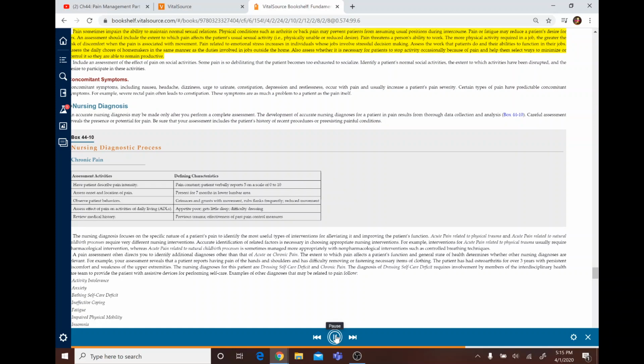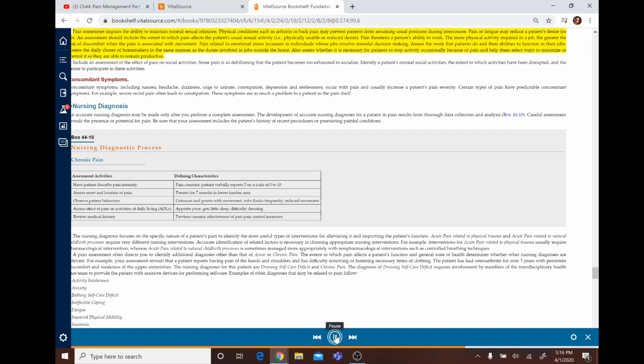Pain sometimes impairs the ability to maintain normal sexual relations. Physical conditions such as arthritis or back pain may prevent patients from assuming usual positions during intercourse. Pain or fatigue may reduce a patient's desire for sex. An assessment should include the extent to which pain affects the patient's usual sexual activity, i.e., physically unable or reduced desire. Pain threatens a person's ability to work.